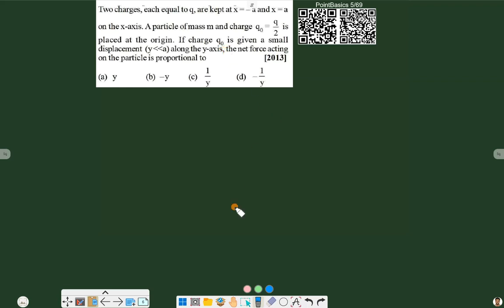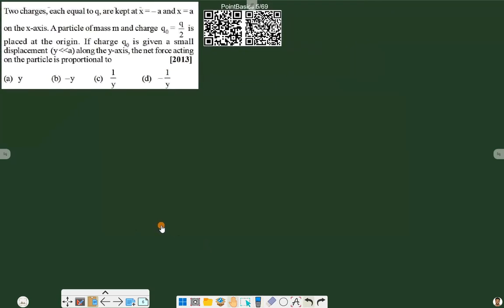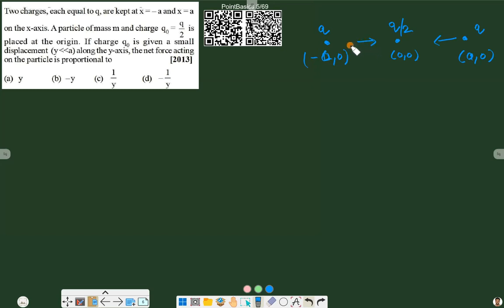So let us first draw a diagram for this. Suppose this is 0, 0, and we have the first particle here, that is q, and it is at minus a comma 0, and the second charged particle here is at plus a comma 0, and at the center, at 0, 0, we have placed the q by 2 charged particle. Now we can easily see that the net force on this particle is 0, as this charge will be repelling it along the positive x-axis, and this charge will act as a repelling force along the negative x-axis. So the net force on this q by 2 charge will be 0.